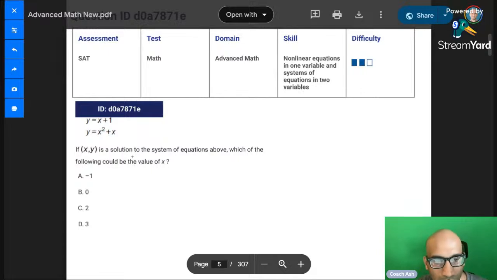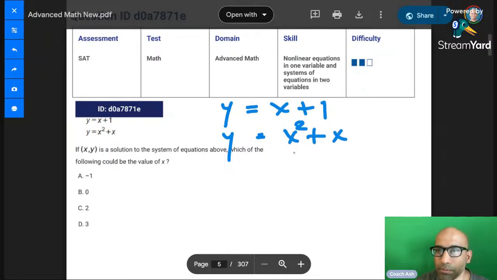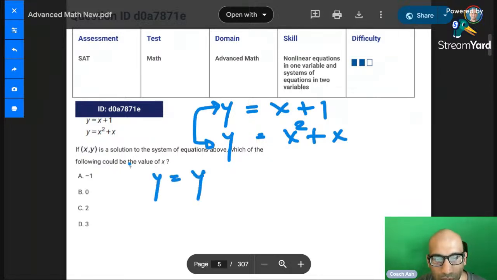So (x, y) is a solution to the system of equations above. When you have this word system of equations, you want to think about it very carefully. Take the y value here and take the y value here, and they are the same. This y and this y are the same, so these parts are also the same. This is called the y is equal to y method.